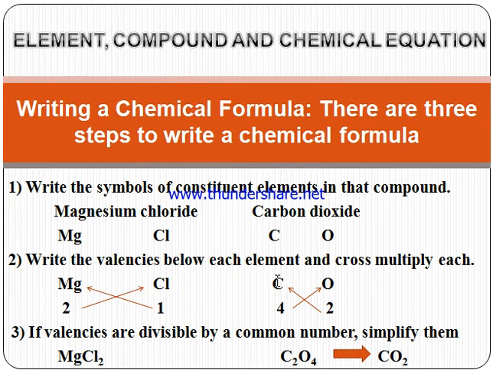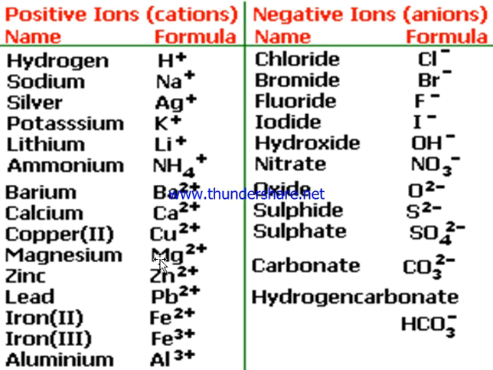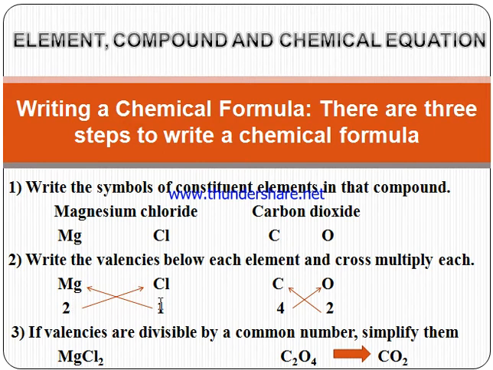Write down the valencies below each element and cross multiply each other. For example, magnesium is having valency 2, chlorine is having valency 1, oxygen is having valency 2 negative, and carbon is having valency 4. So when we cross multiply, Mg multiplied with 1, that is Mg1, and 1 need not be written. Chlorine multiplied by 2, the formula is MgCl2. Now multiply carbon with 2, then C2, and oxygen with 4, then C2O4.